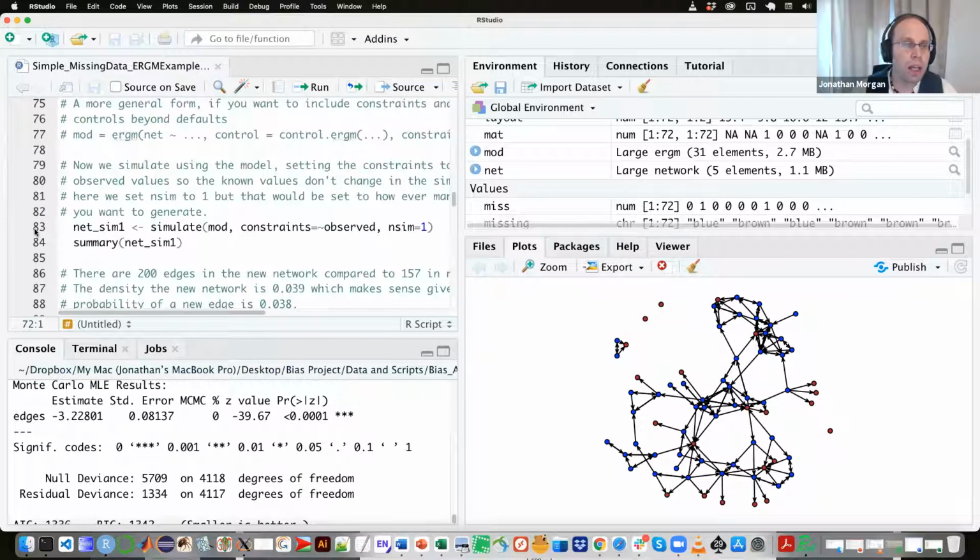Now we can simulate, and we're going to simulate here. We add a constraints term, and we say, well, I want every edge because I believe the information I do have is correct. We can talk about whether that assumption is a great assumption or not, but I want every edge that's in this network to be in my simulated network. And so I'm going to run this really quick.